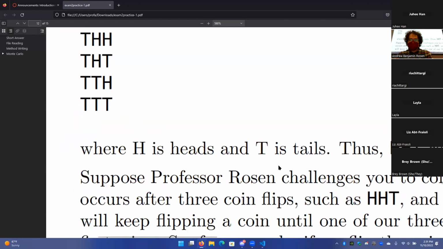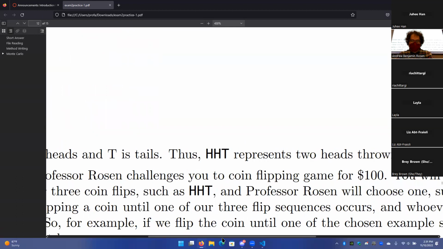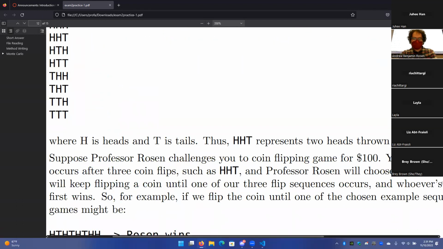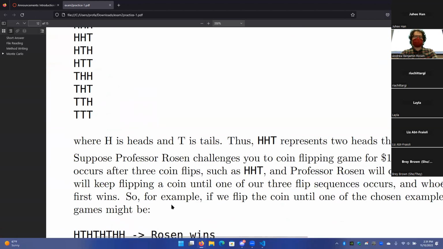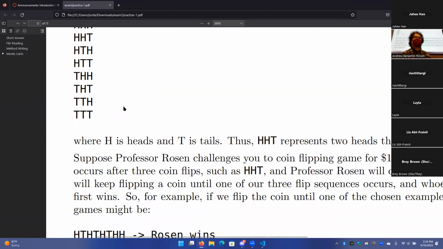So suppose I challenge you to a coin flipping game called Penny's Game for $100. You choose one of these 8 sequences. And then I will choose one of those 8 sequences. And then we will flip a coin. If your sequence comes up first, you win $100. If my sequence comes up first, I win the $100.